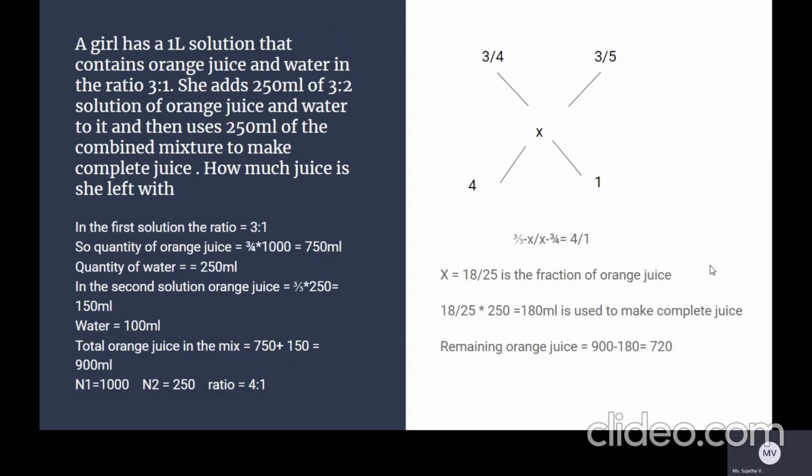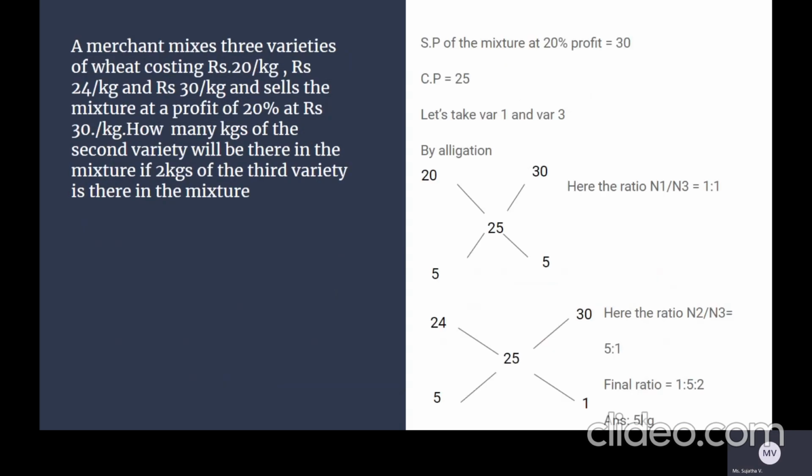Everyone, this is the last video in the mixtures and alligation series. So that was the last question we did in the previous video. Here we have another, slightly different kind of question. So far we have seen alligation with two varieties. Now here is a question with alligation with three varieties. Let us see how we can apply alligation here.